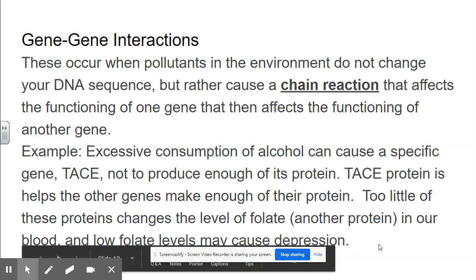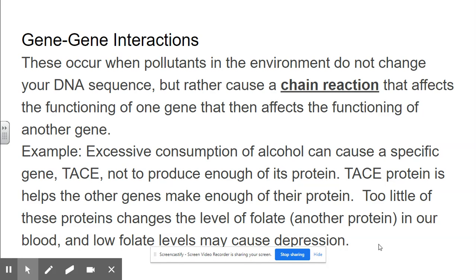Next, we're going to talk about gene-to-gene interactions. I want you to think of these as kind of like a chain reaction. These occur when pollutants in the environment do not change your DNA sequence as they do in mutagens, but rather cause a chain reaction that affects the functioning of one gene that then affects the functioning of another gene.